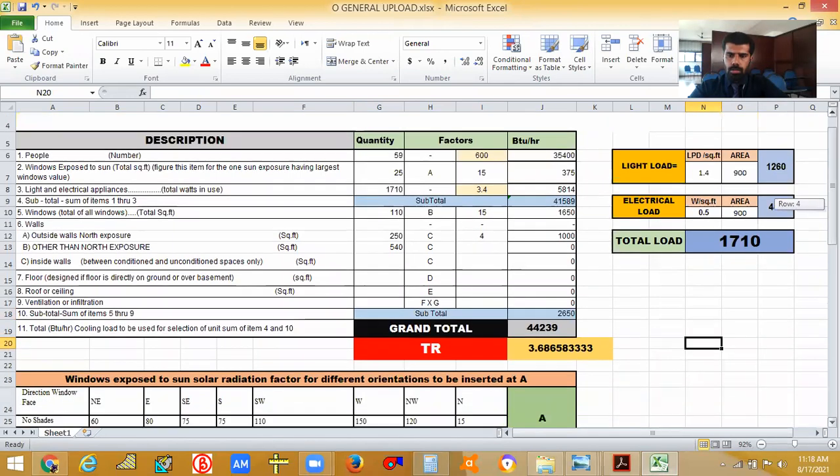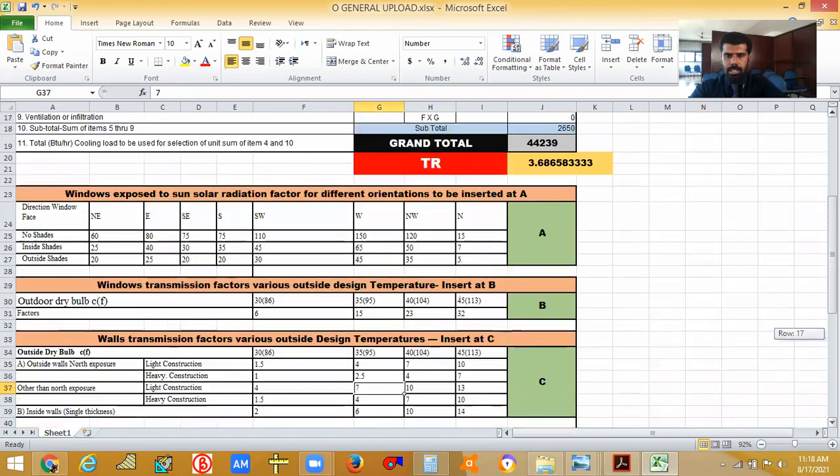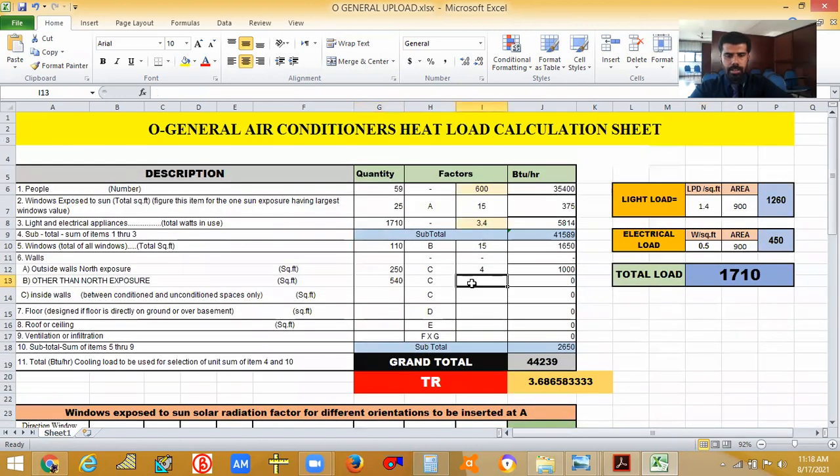So I am going down. Other than north exposure, light construction, 95 degree Fahrenheit. What will be my value? 7. So I am inserting at C, 7. I got 3780. Then what they have shown, inside wall.